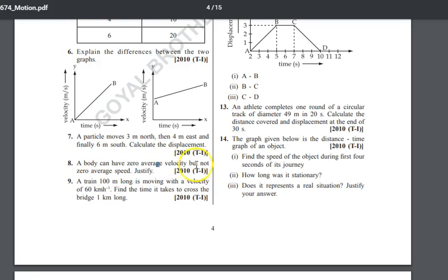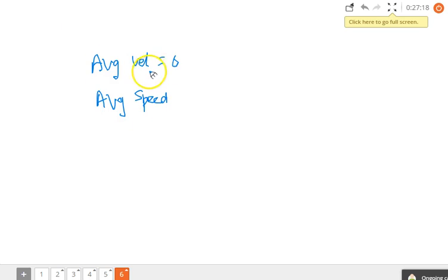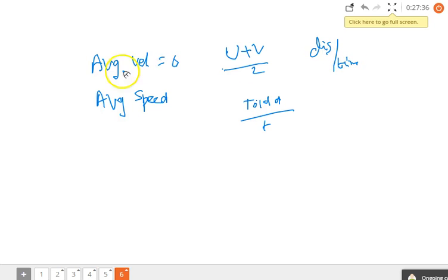Yes, sir. But not zero average speed, which means average speed is there and have zero average velocity. You know that. Now, average velocity is equal to initial velocity plus final velocity by 2. Average speed is equal to total distance by total time. Generally, velocity is equal to displacement by time, right? Average velocity is 0.